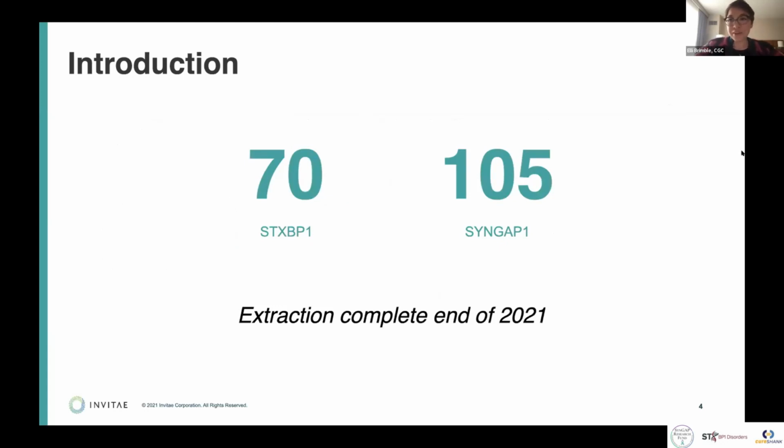We've been incredibly lucky to work with some fantastic organizations, including two that are represented here today. And so what I wanted to take an opportunity to do was share some of the data that we've collected in order to encourage collaboration and further use of this data. By the end of the year, we expect to have complete data for 70 individuals with STXBP1 and 105 individuals with SYNGAP1.